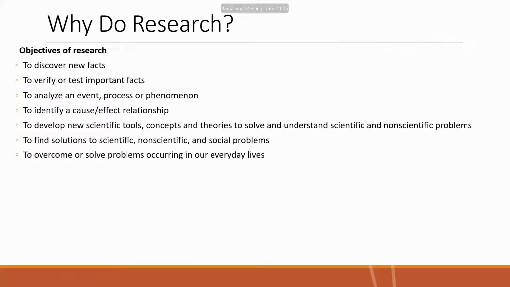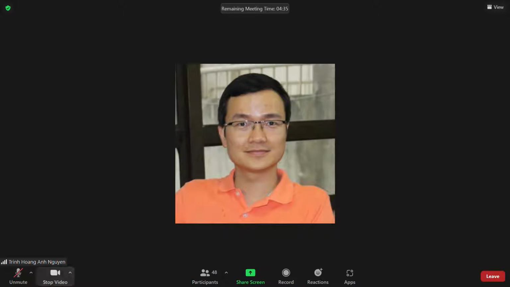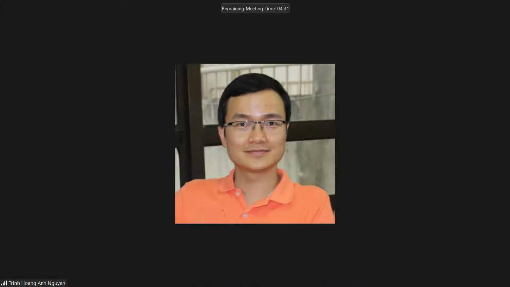And as a requirement from the department, knowledge, new information is really important. It should be fact. Why do we not say the first one is information and knowledge? Because information or knowledge may not be fact. So for any kind of research, it is very important that it is fact. It should be the truth. And we also have to verify or test important facts.